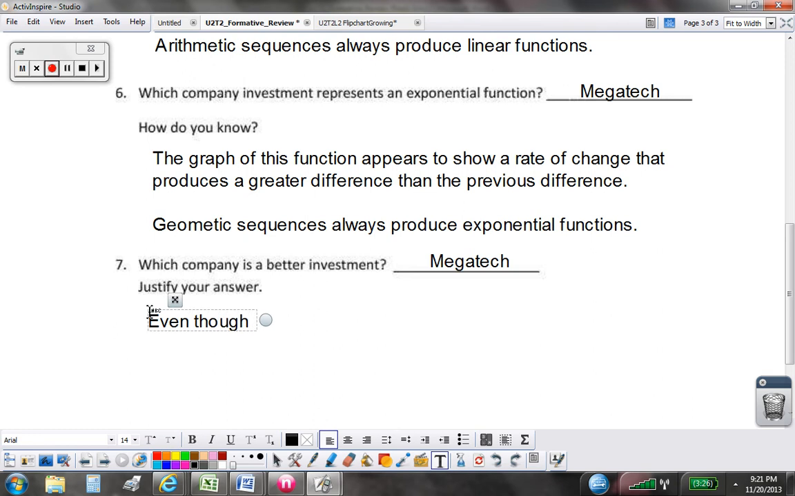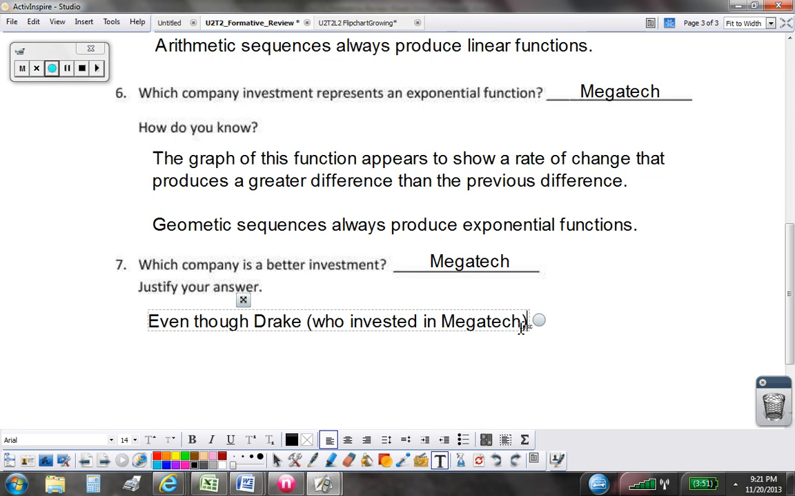And we can say even though... what were their names? Drake, who invested in Megatech. My shift button is not working well. Why? There's something stuck there. Oops.